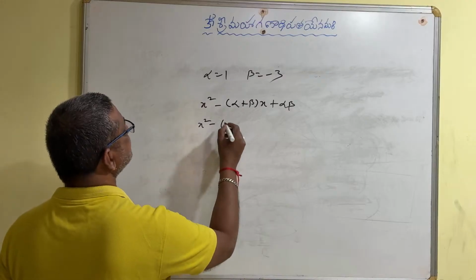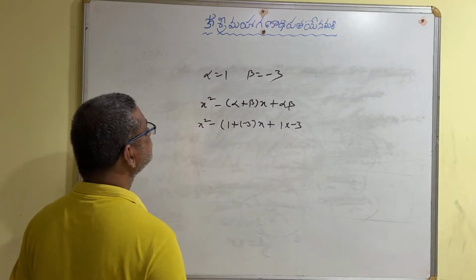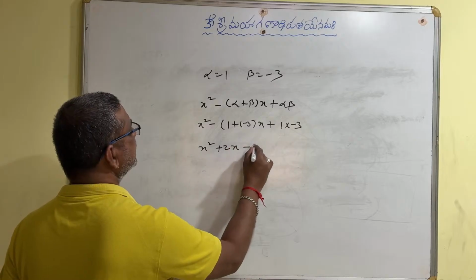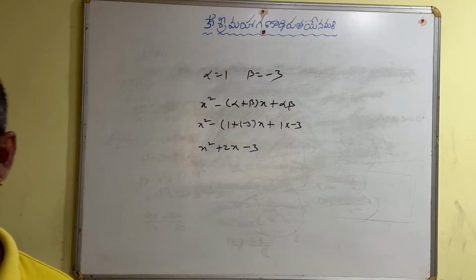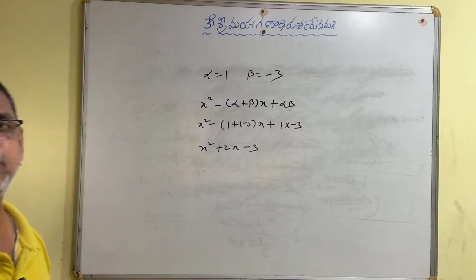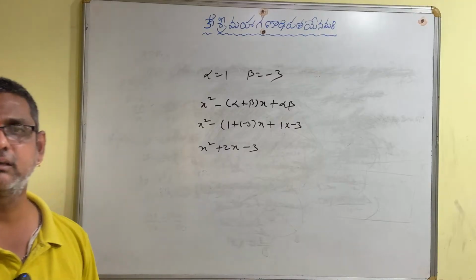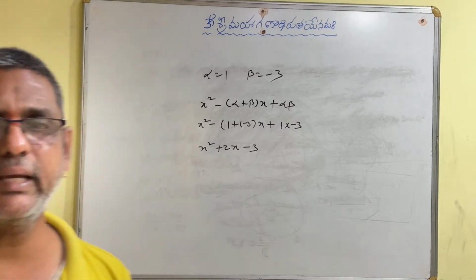x square minus 1 plus minus 3 times x plus 1 into minus 3. So we got the polynomial. 1 plus minus 3 is minus 2, so minus of minus 2 is plus 2x. x square plus 2x minus 3.